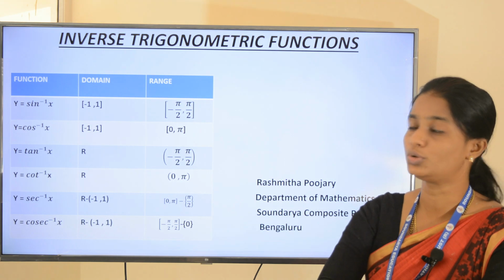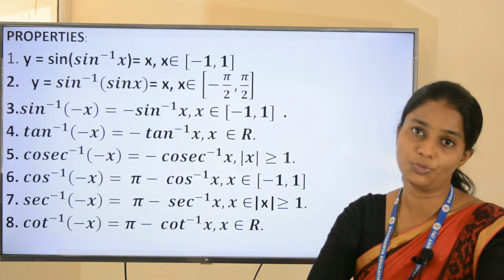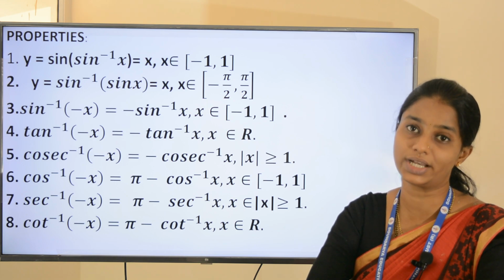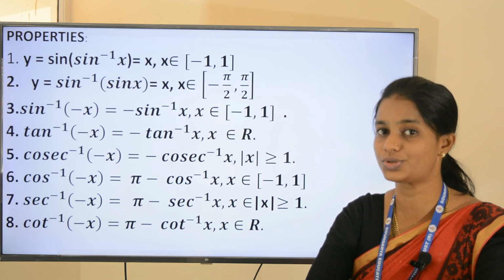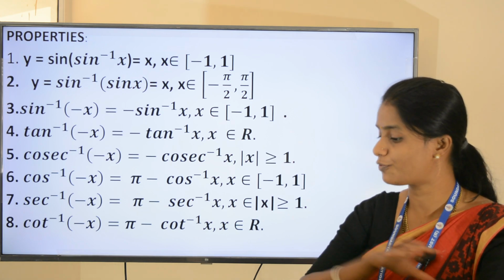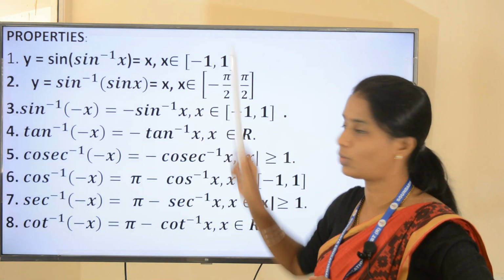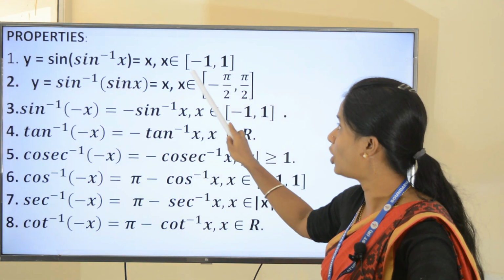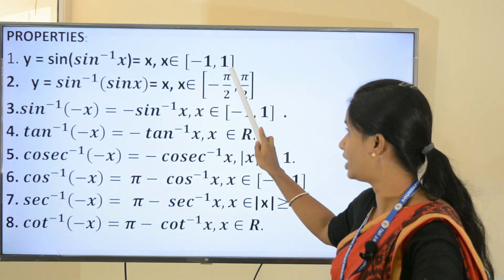Next we'll move on to the properties of inverse trigonometric functions. I have listed some of the properties, students. Those properties I am going to use in the problems. First one is y is equal to sine of sine inverse x is equal to x. Students, sine inverse x is there, so obviously x belongs to the closed interval minus 1 comma 1.